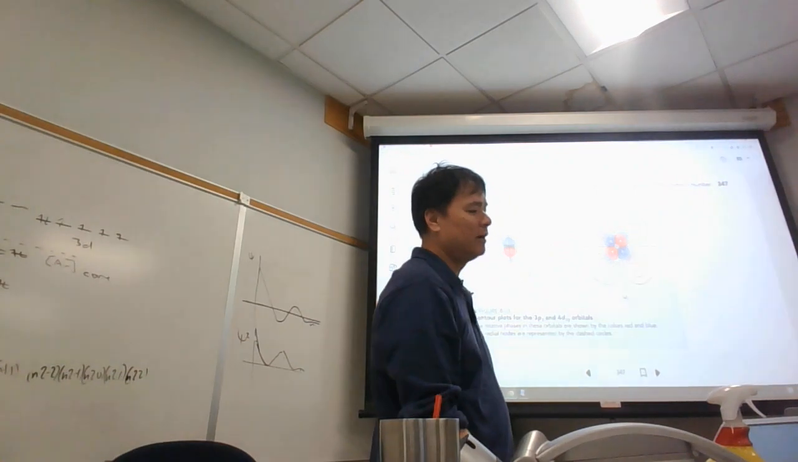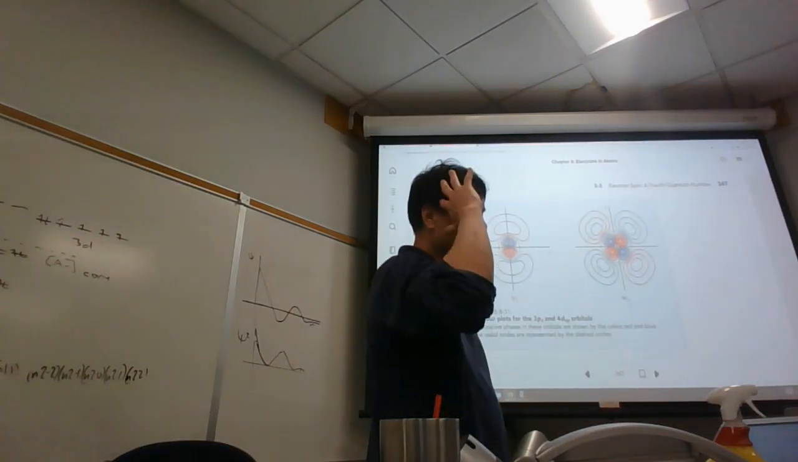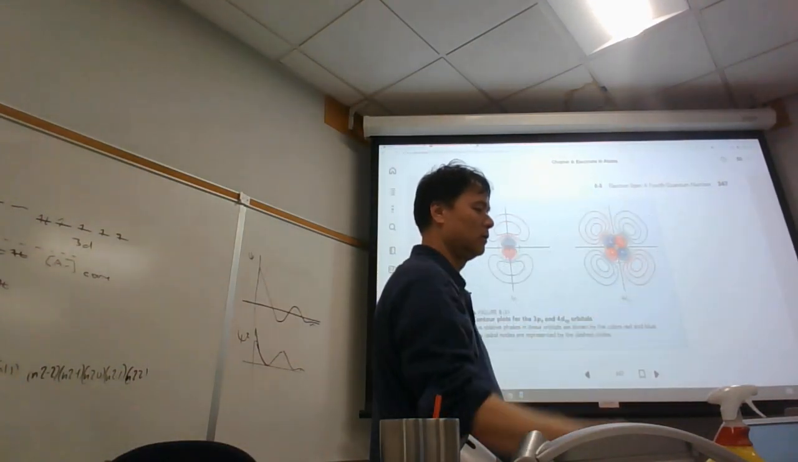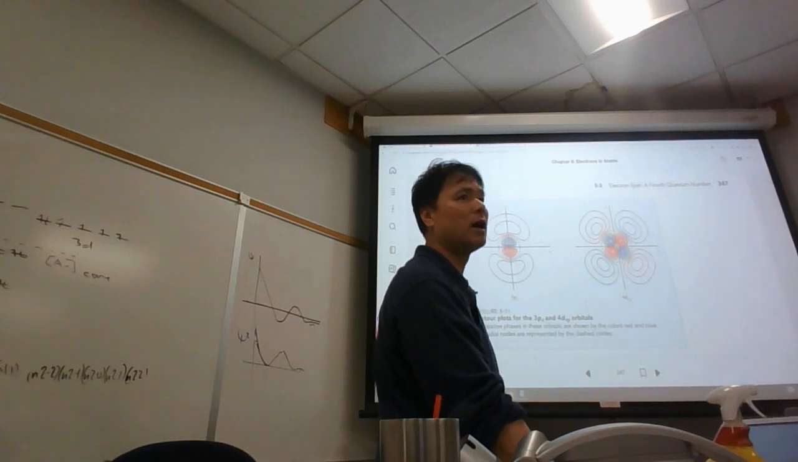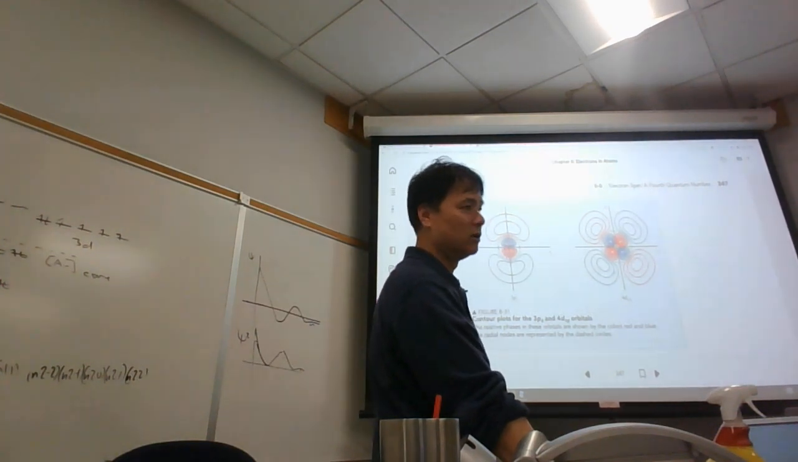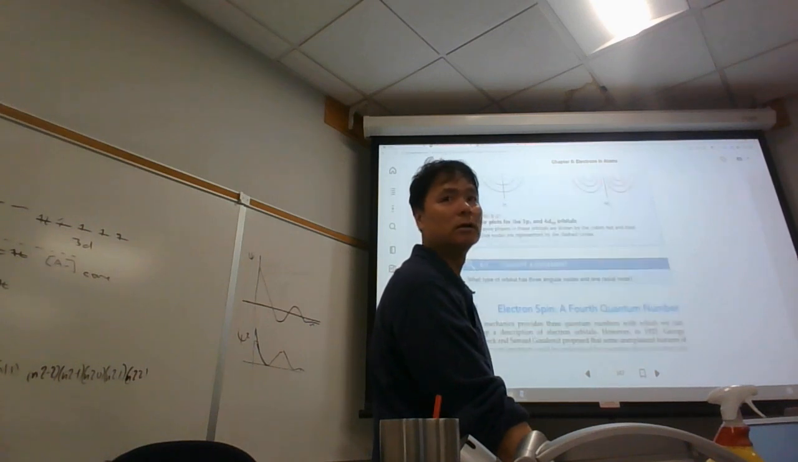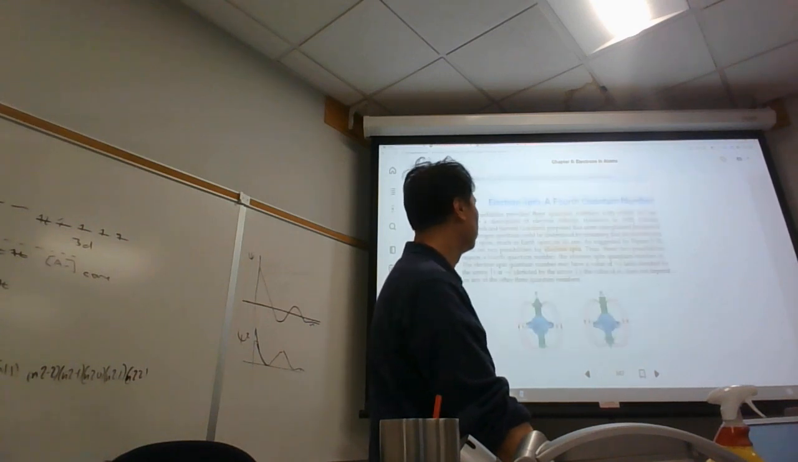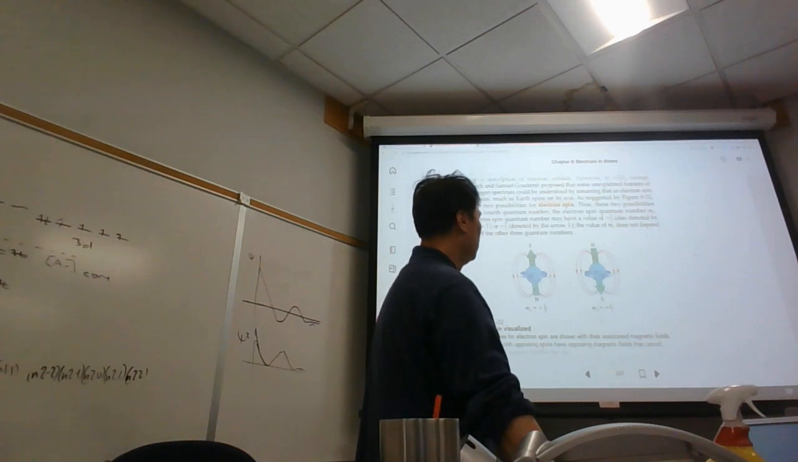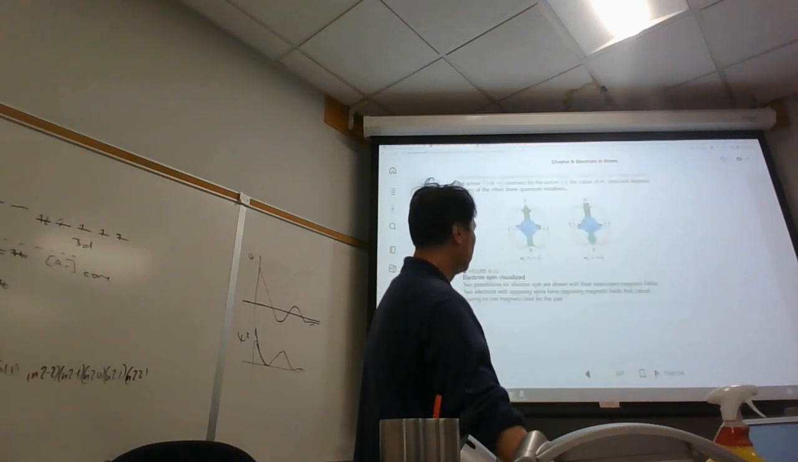Chop it up. It just helps us visualize the wave. We see the positive and the negative and the nodes. We can see the complexity of the wave function. This is the magnetic spin number here.